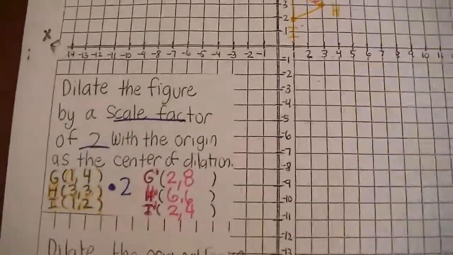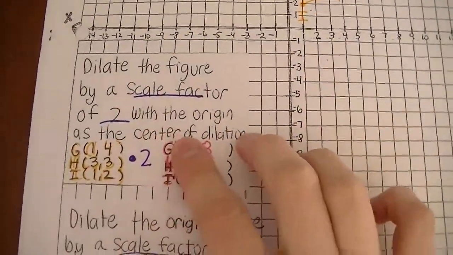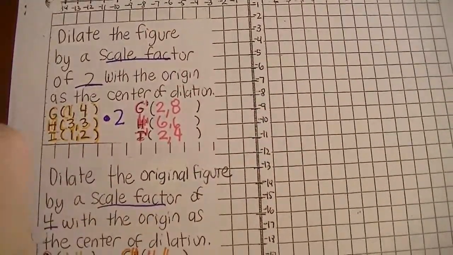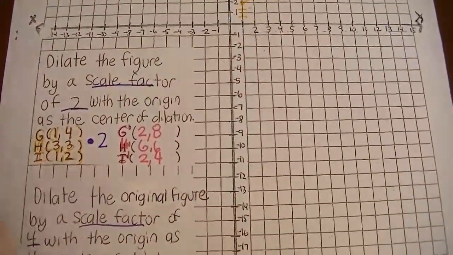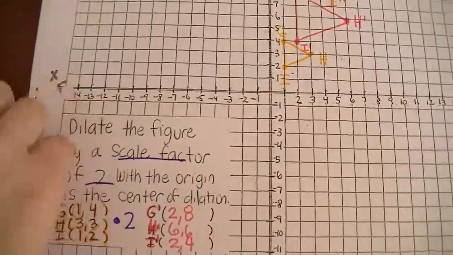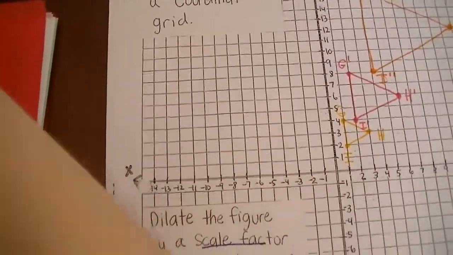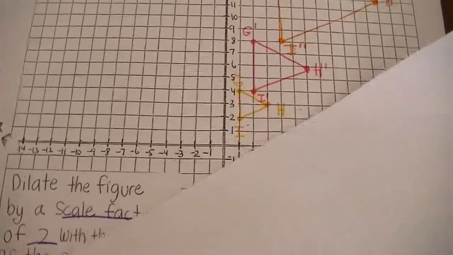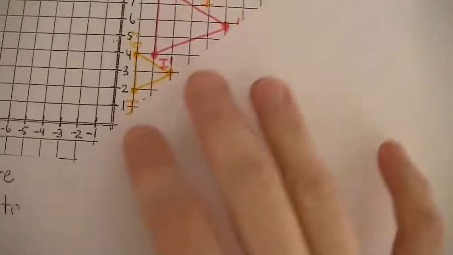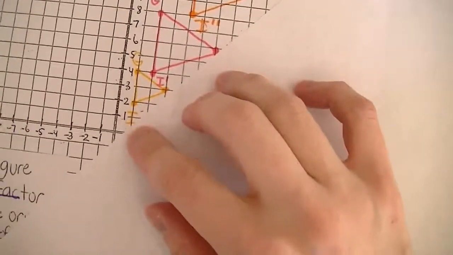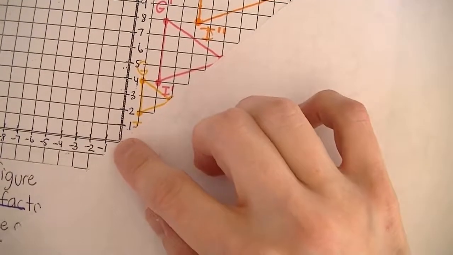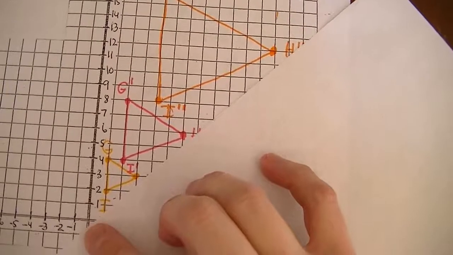And it is this part where it says, the origin as the center of dilation. And what that means is, the origin is at 0, 0. If I took, let me find something to take here. Here's some paper. If I went and had a straight edge from point 0, 0, and I lined up the H's.